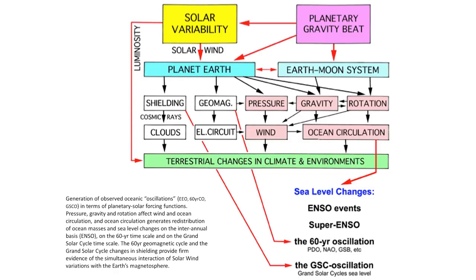This affects the ocean circulation and wind, which affects it. And for sure, we have sea level. We have it in ENSO, super ENSO. We have it, no doubt, in the 60-year cycle. And what I've been talking about here is the ground solar cycle.